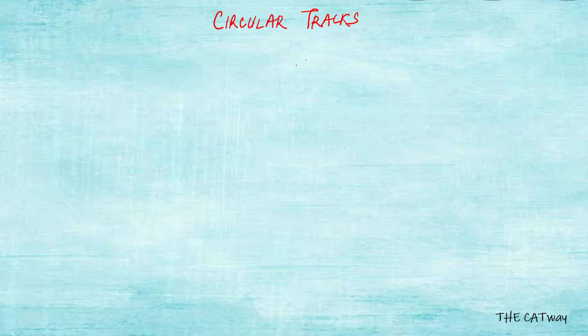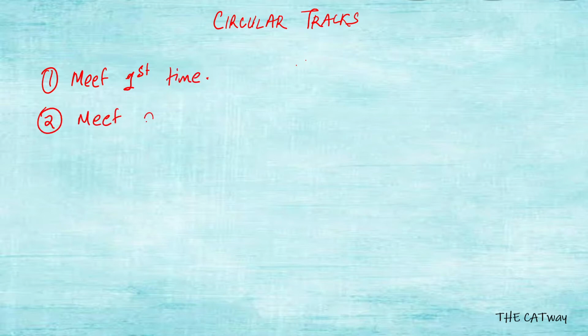So in this video, we are going to start with circular tracks. The most basic questions asked on circular tracks are, first, when will they meet for the first time, that is, after how much time they will meet for the first time after they start running. Whereas the second type of question asked is meet at start: after how much time is it going to be there?